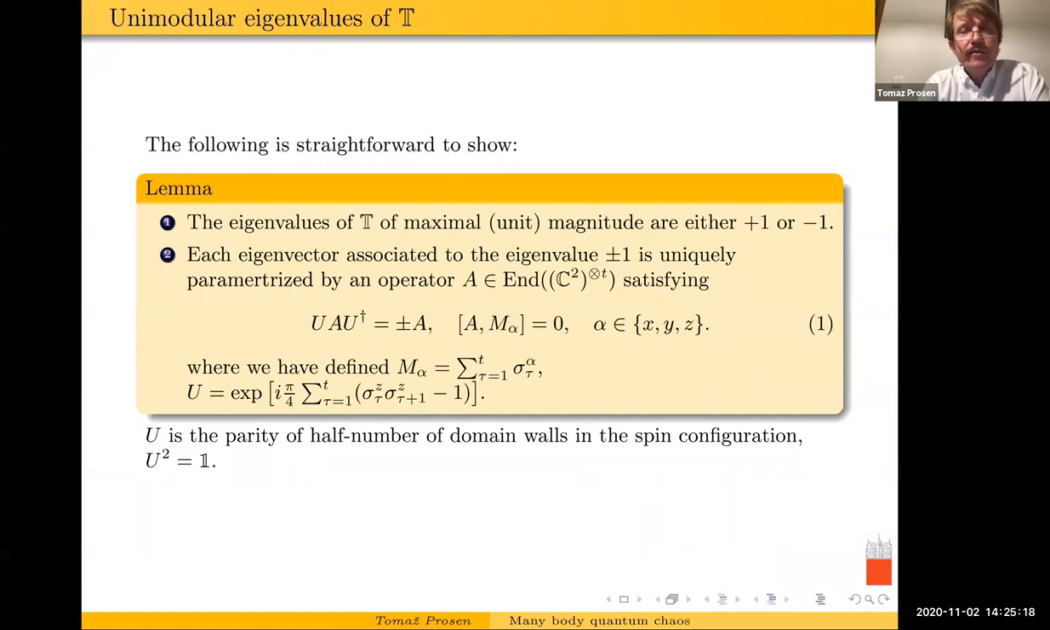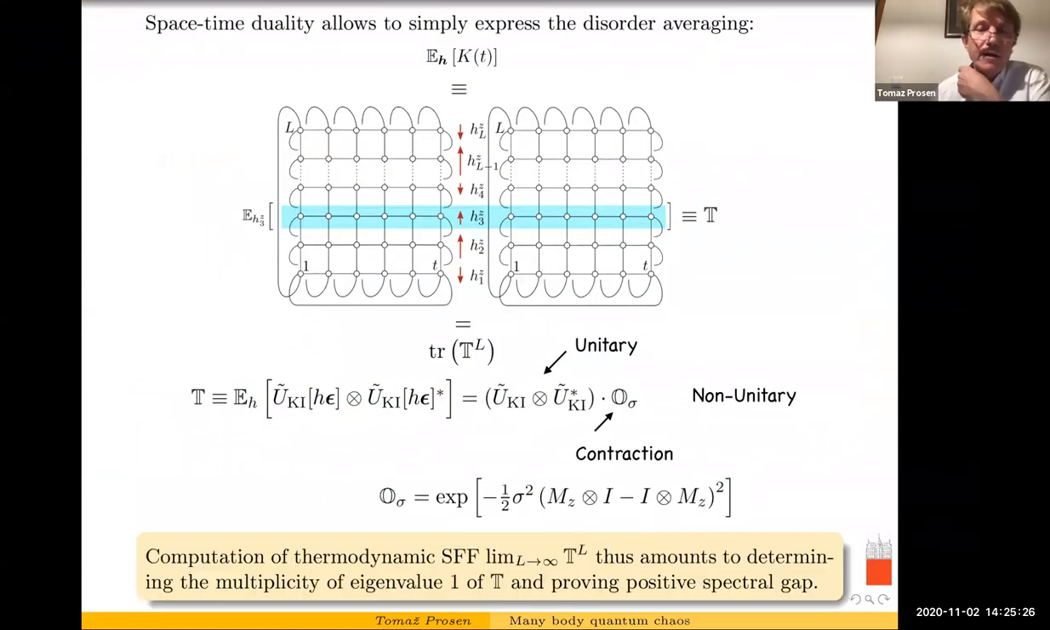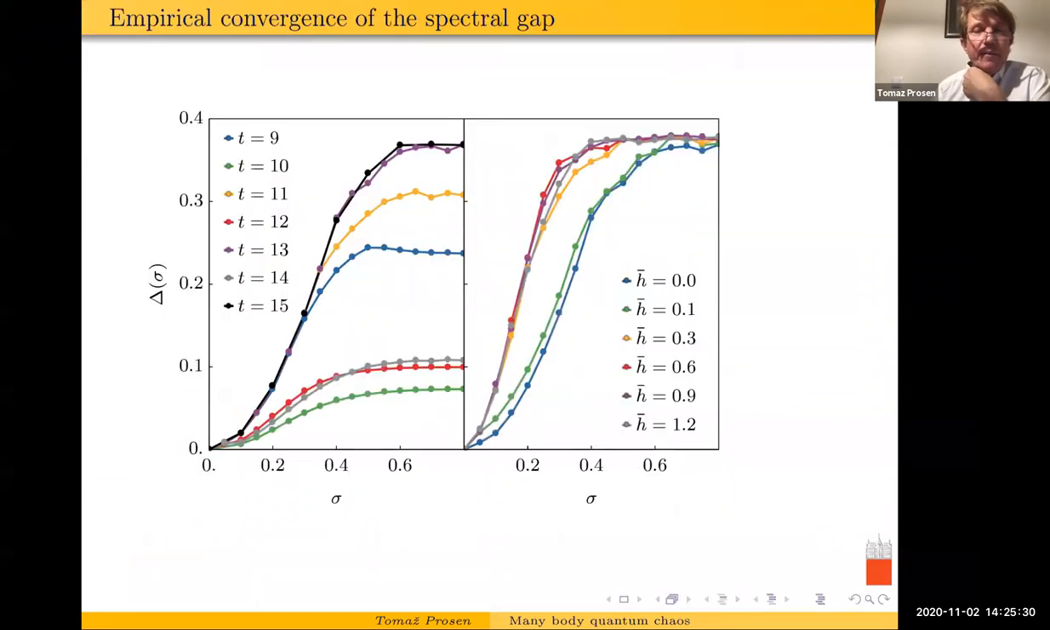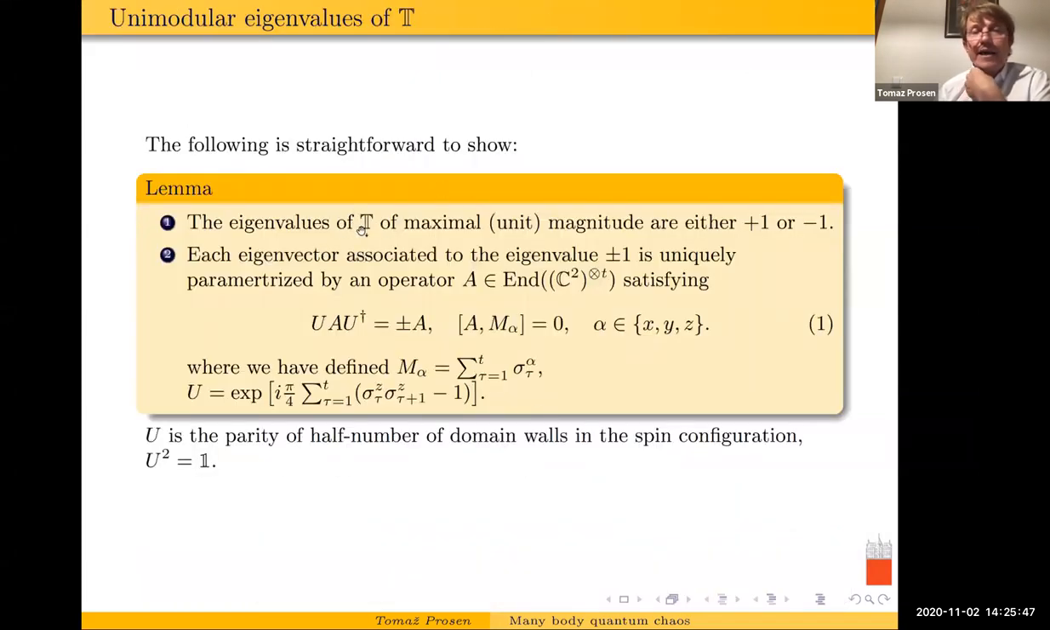I will not go into any detail of this statement here, but there is one thing for those of you who have some affinity to concepts of quantum information theory. This transfer matrix is actually a vectorized version of a completely positive map. You can do the unvectorization of the map and think of it as acting on an appropriate density matrix. Then you can characterize all eigenvalue one eigenoperators of this map in terms of a commutant of the algebra, which is spanned by four operators: the three generators of SU(2) on a spin chain of T sites, and an operator U, which is a diagonal operator in the computational basis and counts the parity of half the number of domain walls of a classical, diagonal spin configuration.